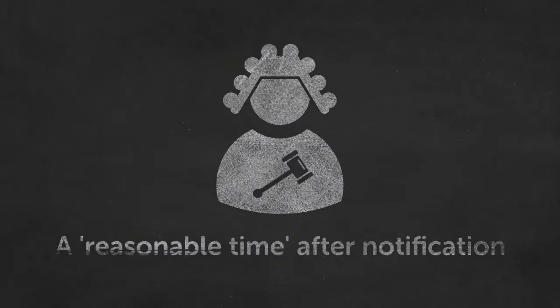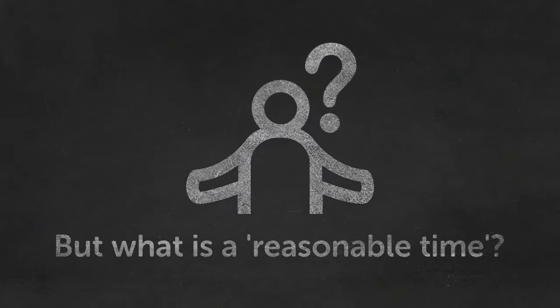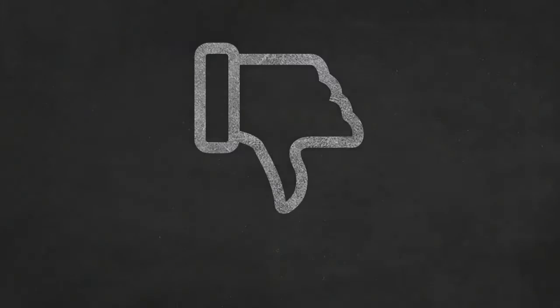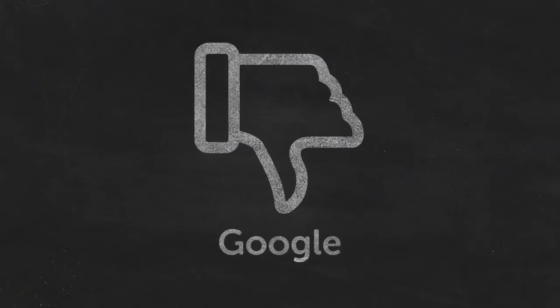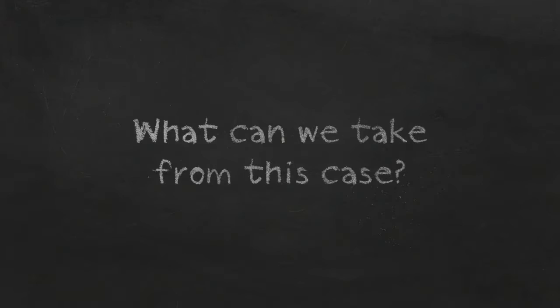His Honour also noted that Google would have been able to rely on the innocent dissemination defence for a reasonable time after receiving notification that the material was in fact defamatory. However, Justice Beach did not give any indication as to how long a reasonable time actually is. All we know from this case is that Google had failed to act in a reasonable time in removing the content. Now you may be thinking, so what can we take from this case?